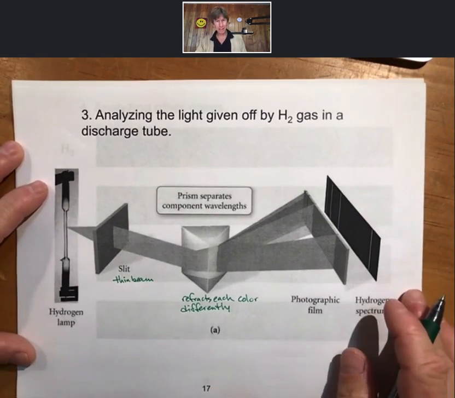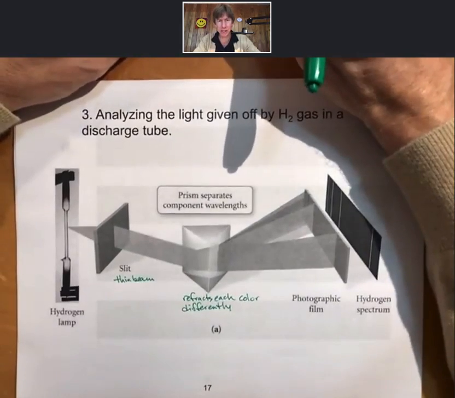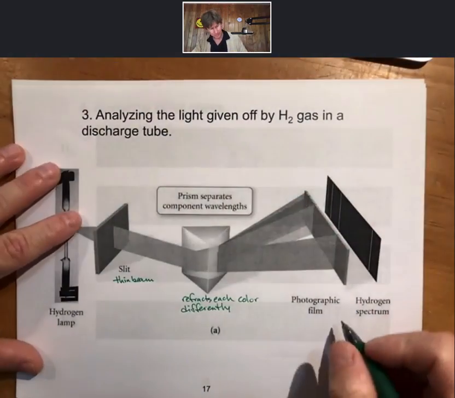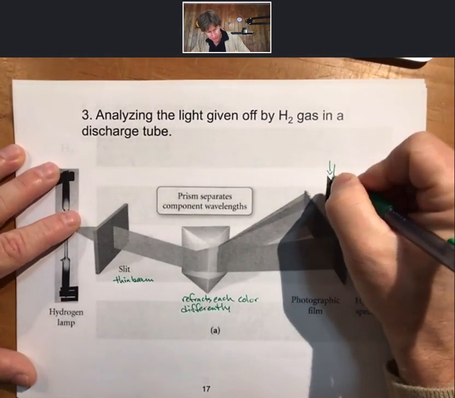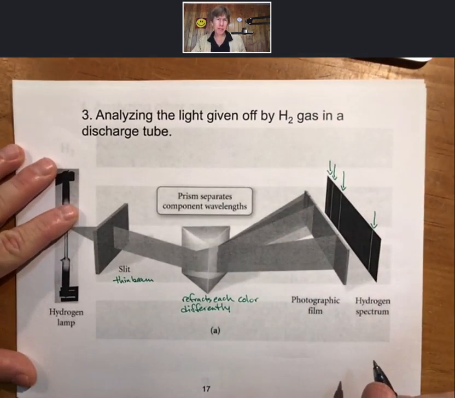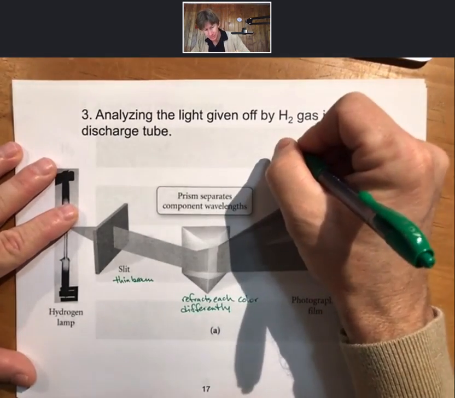And what we can see here, and again, we'll go to the actual color version, we can see that there are 1, 2, 3, 4, only 4 colors that are being emitted by the hydrogen atoms. Only 4 colors being emitted by the hydrogen atoms.